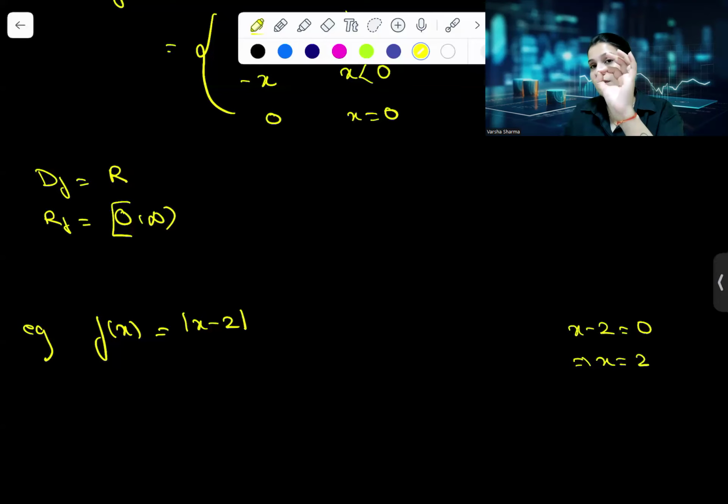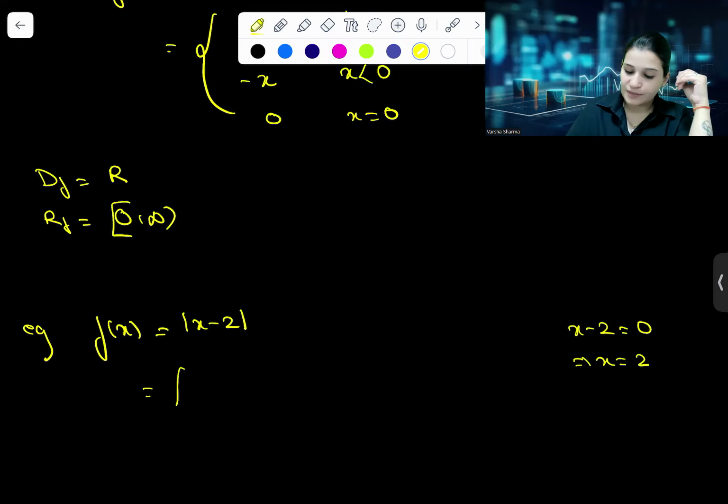So if I take 2, I'll get the answer 0. If I take any number more than 2, 3, 4, 5, I'll get a positive value, so it will remain as it is. And if I take a number smaller than 2, 1, I'm getting a negative value, change the sign. If I take 0, I get a negative value, change the sign.